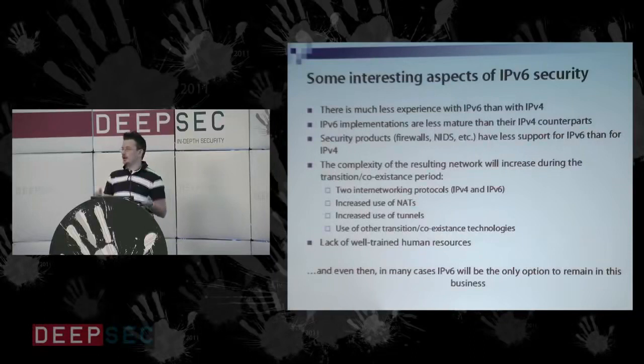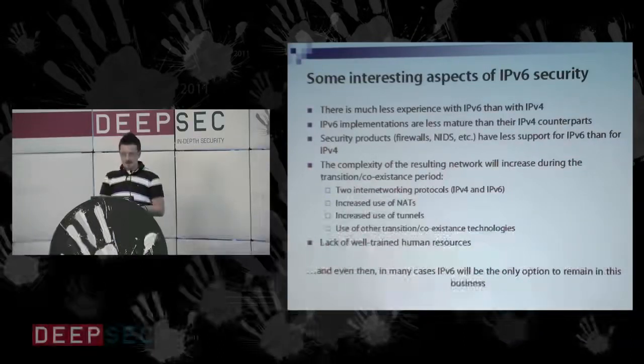So depending on where in the network you're deploying that device, that might or might not be an issue. Then another factor is that of network complexity. As we deploy IPv6, the complexity of the internet will greatly increase. First of all, we will basically have two networking protocols in the internet as opposed to just one. So we will basically be running IPv4 and IPv6 in parallel. We will have increased use of NATs.